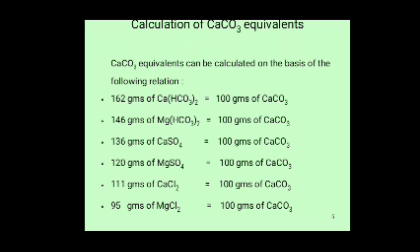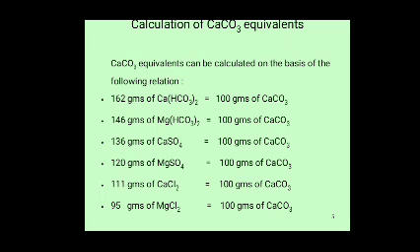95 grams of magnesium chloride is equal to 100 grams of calcium carbonate. 1 magnesium and 2 chlorines are present in magnesium chloride. Magnesium atomic weight 24 plus 2 into 35.5, 24 plus 71, that is equal to 95, equal to 100 grams of calcium carbonate.